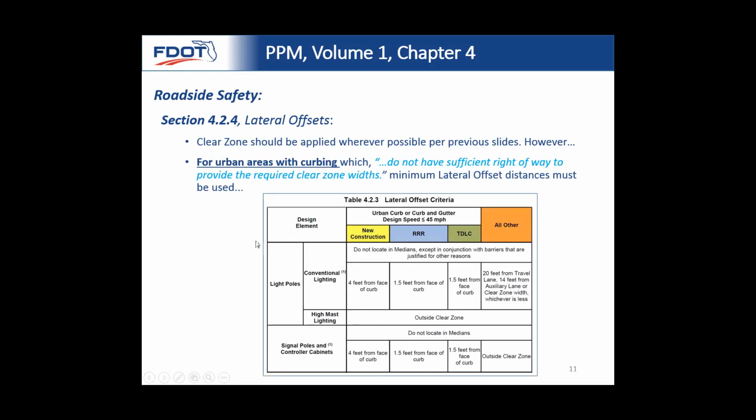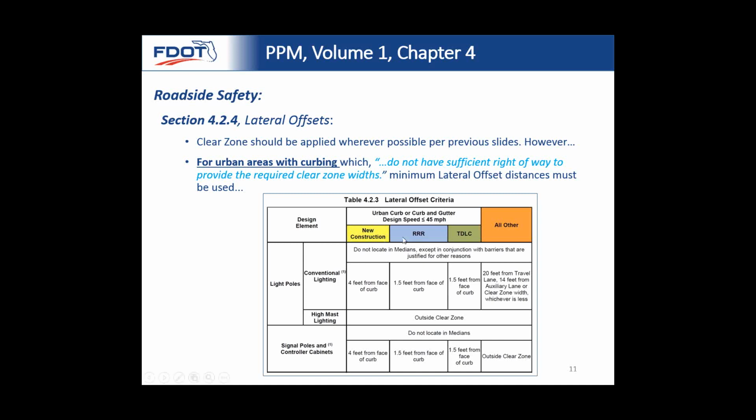Another part of that consolidation was lateral offset criteria. Lateral offset criteria wasn't even covered in chapter 4 previously, so we consolidated all of this from those various chapters. And we're really talking about what are the exceptions to the clear zone when you're in urban areas.